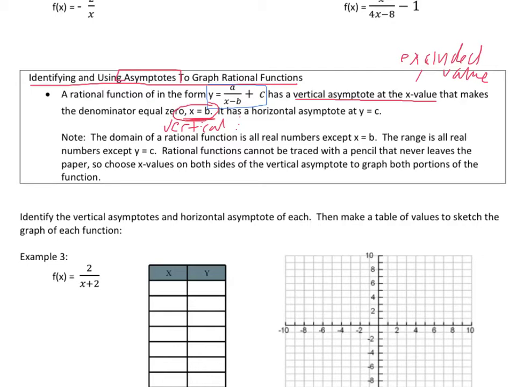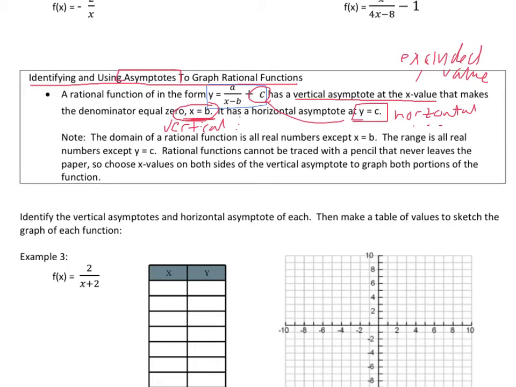The horizontal asymptote is y equals, again that's a horizontal line, that'll also be dotted, and that's the c value. So if there's no value there, there's nothing being added or subtracted from the fraction, your y would equal 0. But if there's a constant there, then there would be a dotted line at that value, a horizontal line.